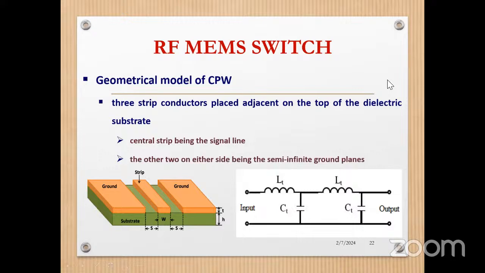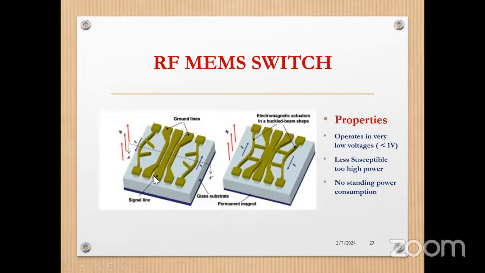So this is one of the applications of MEMS, the RF MEMS device, a MEMS switch. So I'll show you a MEMS switch. So this is a MEMS switch. You can see there is a center line, a signal line, right? This is the input, and this is the output where the signal comes out. So this is a signal line, and these two lines are ground.